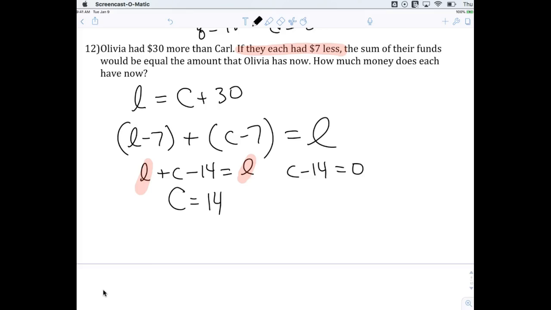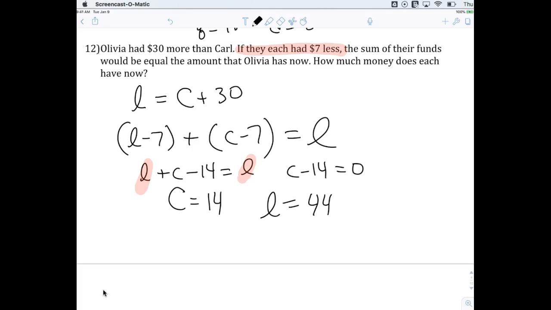How did he get 0? Because L minus L is what? You know that. You're smart. So C equals 14. Do we agree? Hey, Jess, you still with me? Or you still daydreaming? All right. 14 plus 30 then is what? 44. So that means Olivia had what? $44. L equals $44. Is everybody with me?